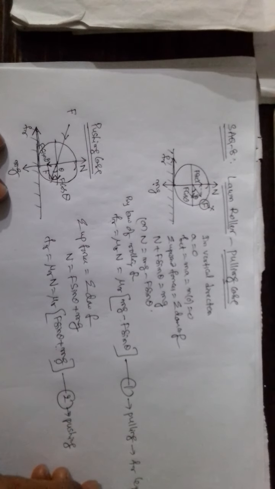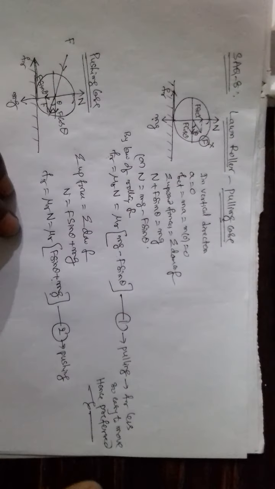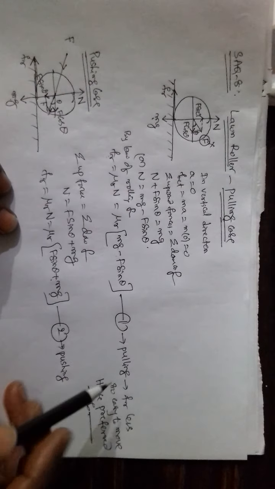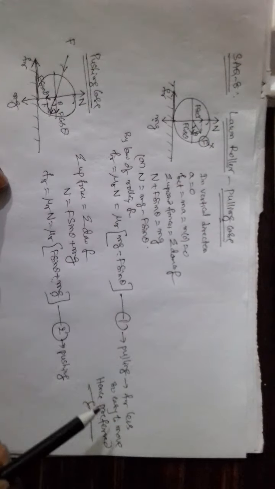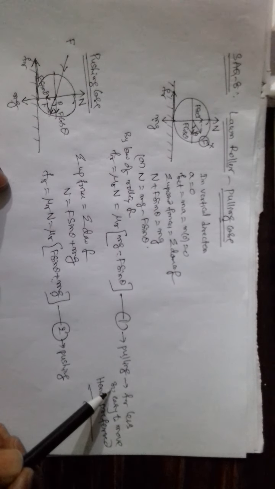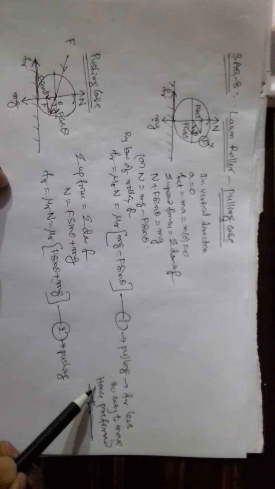Fr less, so easy to move, hence preferred. In the pulling case, Fr value is less compared to this. Here Fr value is less. Fr less, so easy to move, hence preferred.